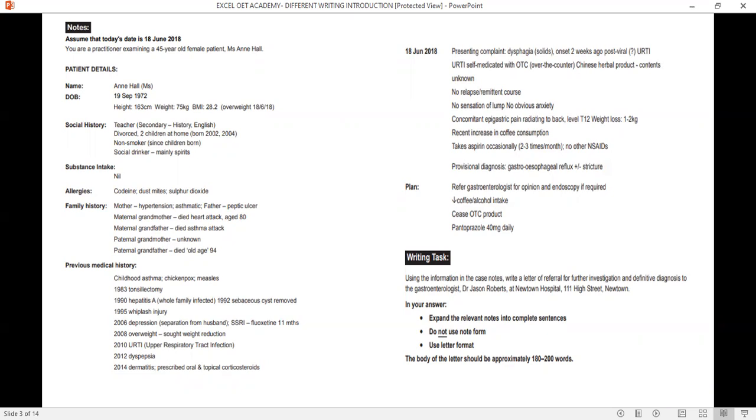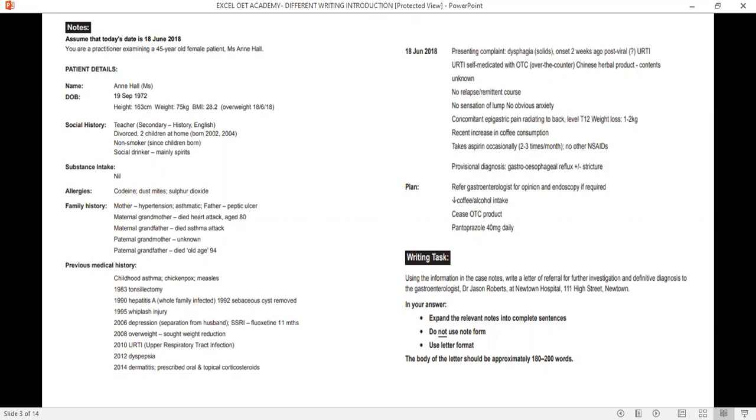Just to repeat what I said: in some tasks, you might not even see the reason for referral. They might just tell you, write a letter for investigation and a definitive diagnosis to Dr. XYZ. What will guide you to know whether it's a referral letter or discharge letter is your plan. Whenever you're looking at your writing task, please go back to your plan and look at what's expected to be done. Sometimes in your plan, they say refer. Have you seen refer? Yes. That refer that you see in your plan gives you the idea that the letter you're writing is a referral letter.